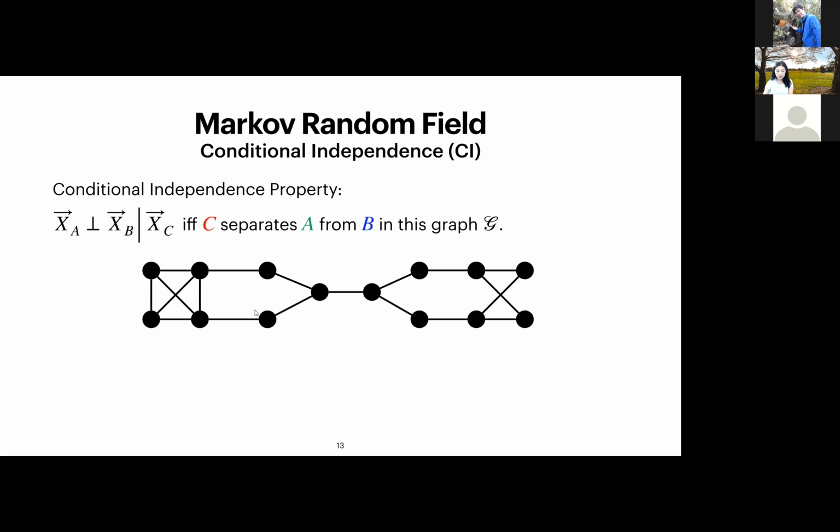So what is it? It's saying that if C separates A from B in the graph, then XA is conditionally independent of XB given XC. So if you take C out, the graph will be separated into two parts. Then these two parts are independent, conditioned on C. So this is very simple, right? For Markov random fields, this is a very, very simple conditional independence property.